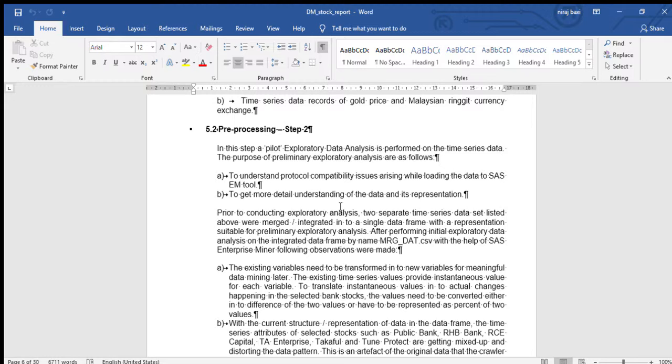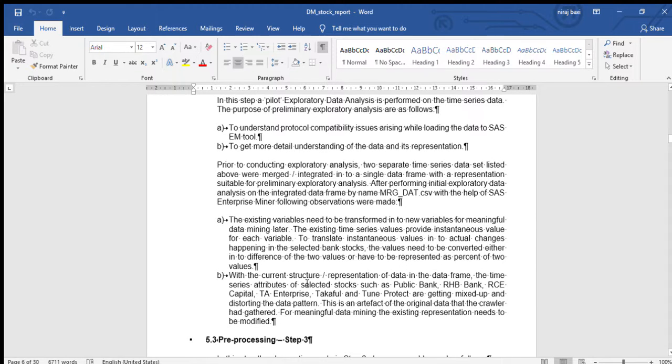Whilst doing that, SAS Miner will also allow us to explore the data further and look at it from a different perspective. If you just look at the bland data frame, it looks one way. But when you look at it through a statistical tool like SAS, it tells you a lot more about the data even before entering the modeling phase.